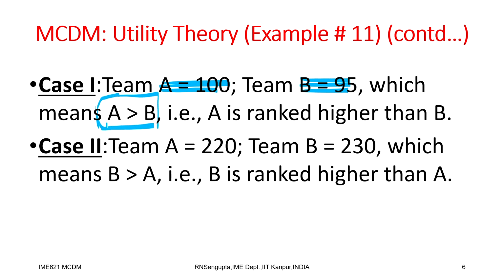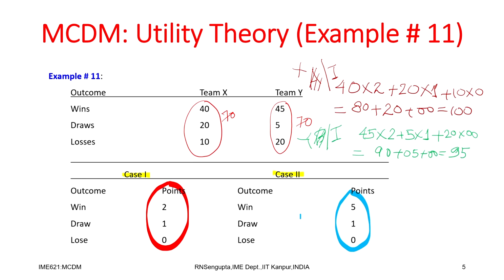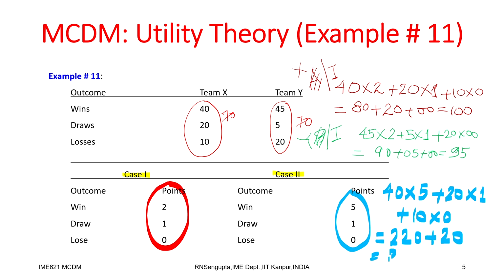So, if X and Y are the contenders for first and second position, X becomes the winner and Y the second position holder. Now, consider the case when we are considering both teams X and Y based on case 2 outcomes. For team X under case 2, the point system is 40 into 5, because 5 is for a win, then 20 into 1 plus 10 into 0. So, this becomes 200 plus 20, which is 240.